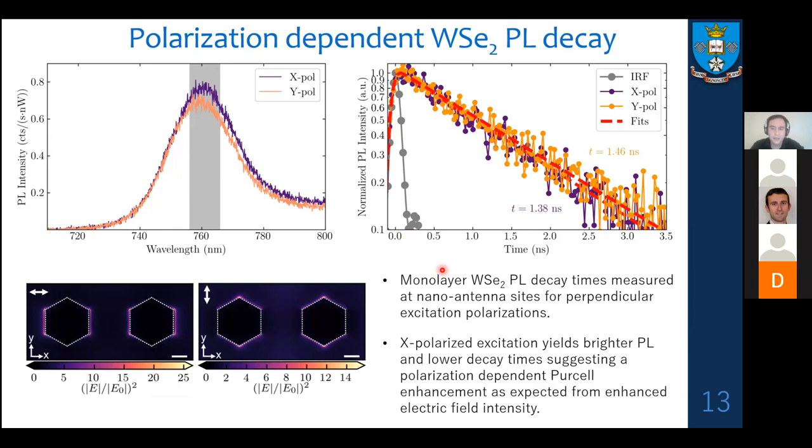And this is related to the distances of the dimers, as the electric field intensity is expected from simulation, shown here again, to increase for the X-polarized mode.